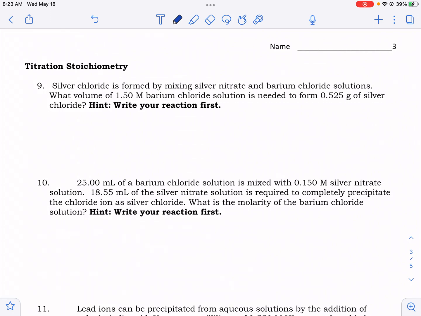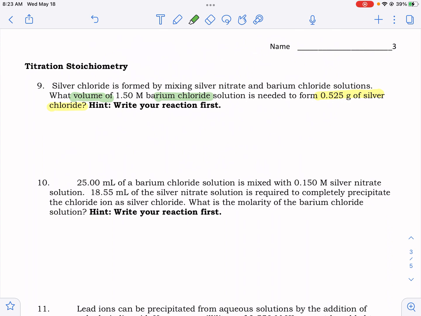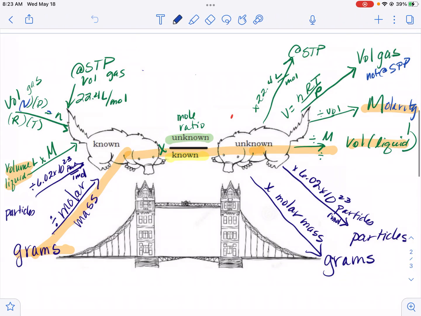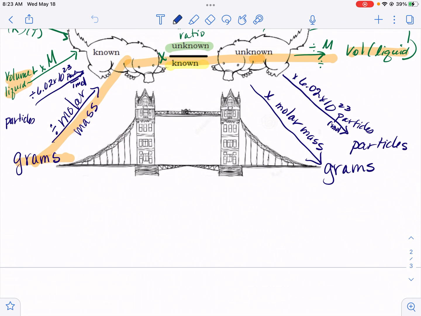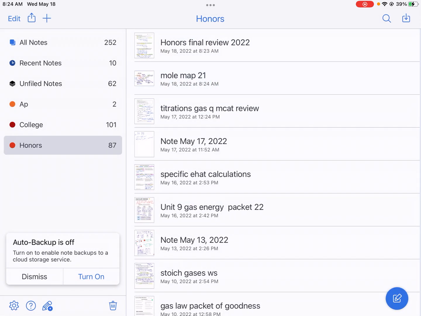Number 9, we're going to talk about titrations. Starting, we know we have 0.525 grams of silver chloride, and we're solving for volume of barium chloride, and it gives us a molarity. So if we look at our mole map, we've got grams to start. We divide by molar mass. We go through the mole ratio. And then we're solving for volume, so we'll divide by molarity.